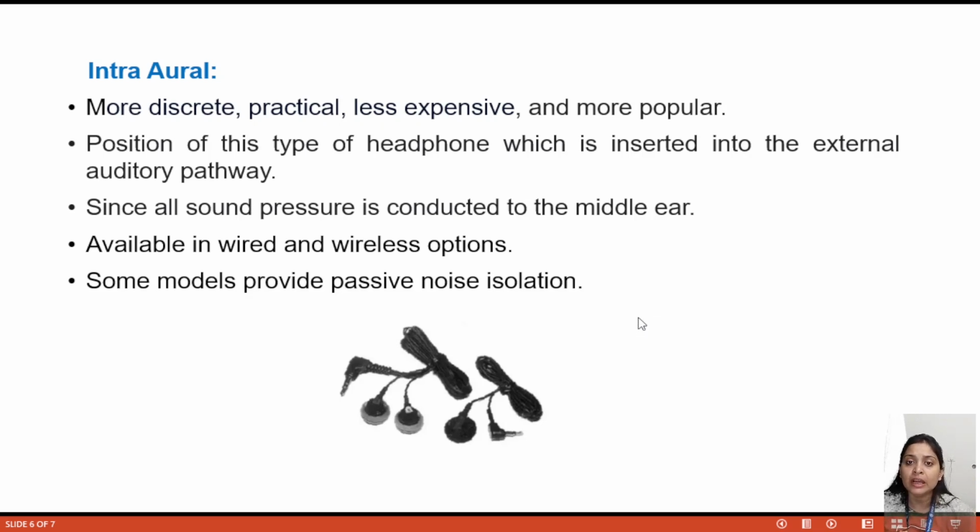They are available in wired and wireless options. Nowadays there are so many wireless headphones. Some models provide passive noise isolation, and in particular cases there is noise cancellation. Models with noise cancellation are relatively expensive, but without noise cancellation they are also very useful. These are the three main important parts of the headphones.